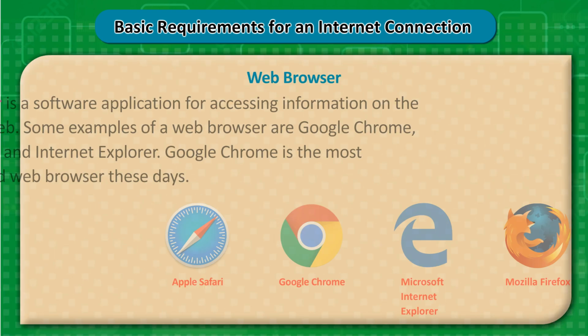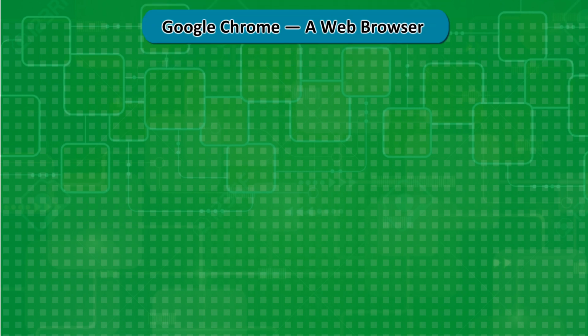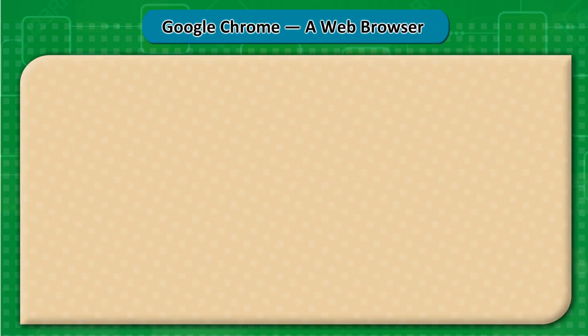Web browser. A web browser is a software application for accessing information on the World Wide Web. Some examples of a web browser are Google Chrome, Mozilla Firefox, and Internet Explorer. Google Chrome is the most commonly used web browser these days.